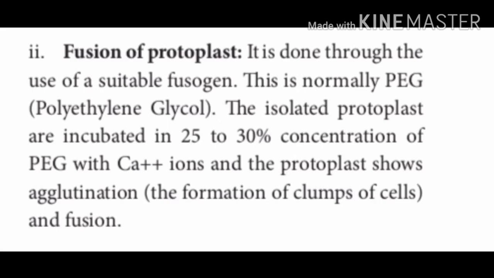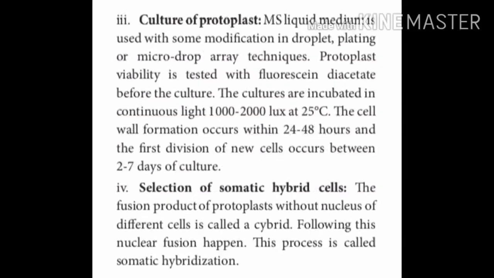Now we'll move on to the third step. First we discussed isolation, then the fusion. Now the third step is called culture of protoplast. MS liquid medium is used with some modification in droplets, platings or micro drop array techniques. MS medium is nothing but the culture medium, the nutrient medium in which we are going to place the tissue that needs to be grown. Protoplast viability is tested with fluorescein diacetate. This is again a 1 mark question. How can we test the viability? With fluorescein diacetate before the culture.